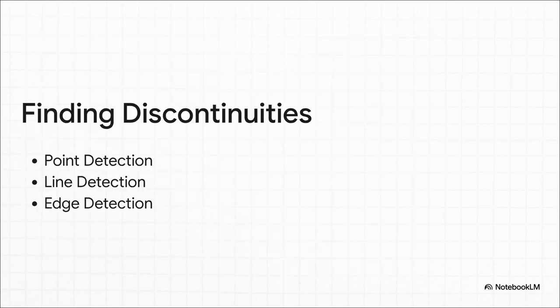And one of the main ways to find these segments is to hunt for discontinuities, basically sudden, abrupt changes in brightness. Think about it. The boundary between pretty much any two objects is going to have a change in color or intensity, right? So we can teach a computer to look for those changes, whether they're tiny points, straight lines, or the complex, curved edges of an object.